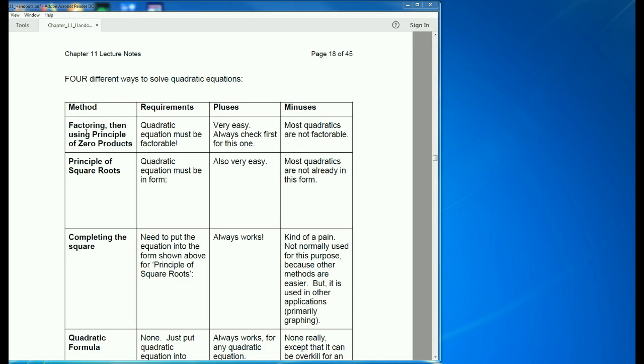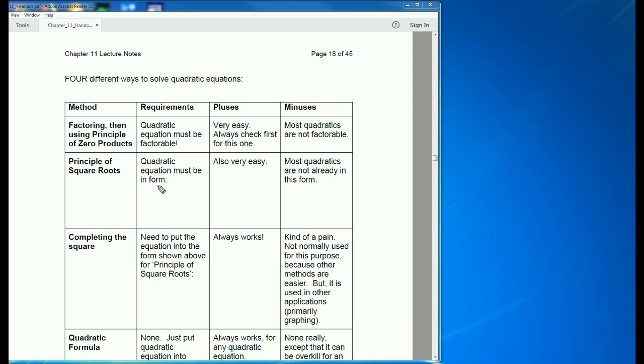So the method that you already knew coming into this class was the factoring, and then using the principle of zero products. You can only use this if your quadratic equation is factorable, which is not usual. It's very easy, so you should just check first and see if it's factorable. The minus is, again, usually they are not factorable. The principle of square roots, we talked about that the other night.